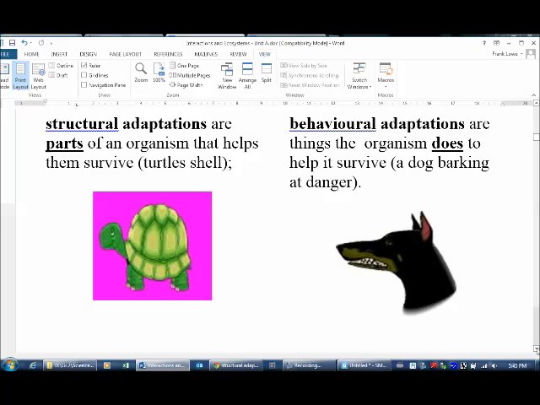The other type of adaptation is a behavioral adaptation. These are things that organisms do that help it to survive. So the example in the picture is a dog barking at danger. Oftentimes when a dog barks, that intimidates the threat, and that helps the dog to stay alive or to survive. Let's look at some other adaptations.